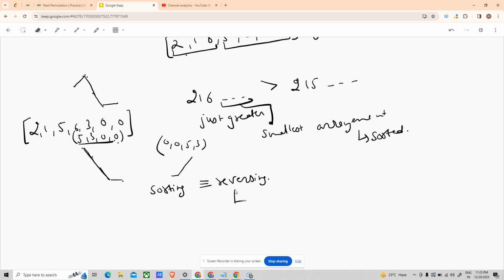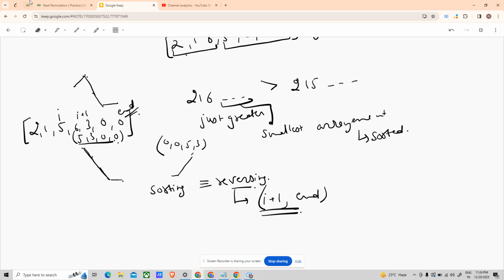But reversal from where to where? From I plus 1th index up till n minus 1. Just have a look. If 6 was here and 5 was here, so after 5 here, it would have become a decreasing order. Instead, we want an increasing order. So to convert a decreasing to increasing, we just reverse. But reverse from I plus 1 to end. Okay, I think I have made my point clear.